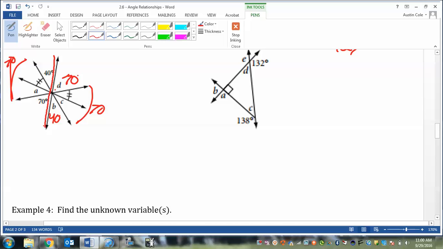So those are all supplementary angles. They add up to 180. You take 180, subtract 70, and subtract 40. That would leave you with 70. So then you know that these two angles together equal 70. And then C is a vertical angle with that. And A is a vertical angle with that.